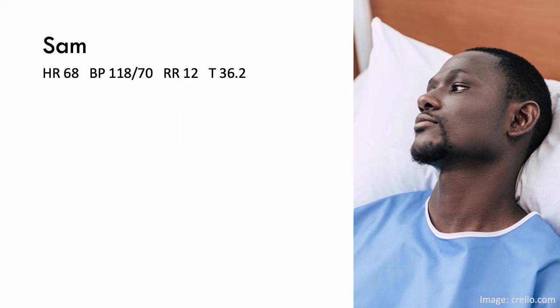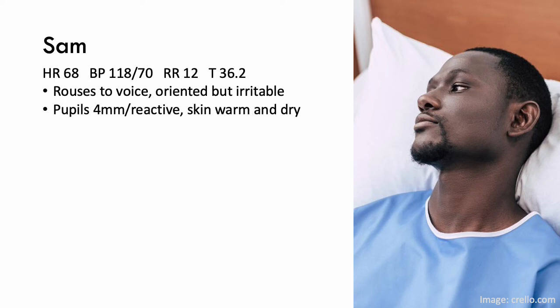You head over to assess him and learn that his heart rate is 68, blood pressure 118/70, respiratory rate 12, and temperature 36.2 degrees Celsius. He does rouse to voice, and he is oriented but irritable. His pupils are 4 millimeters and reactive bilaterally. His skin is warm and dry. A rapid urine drug test is positive for methamphetamine and opiates.